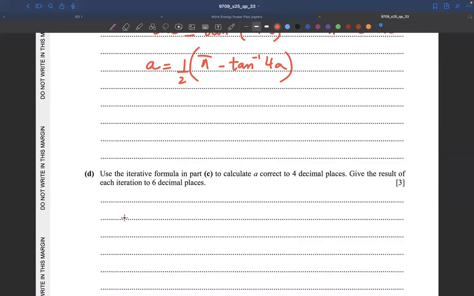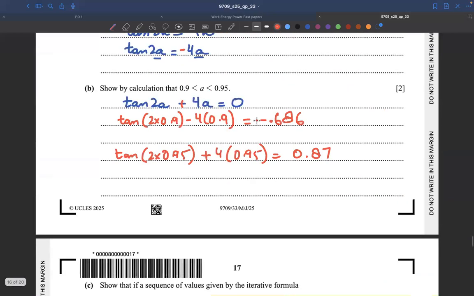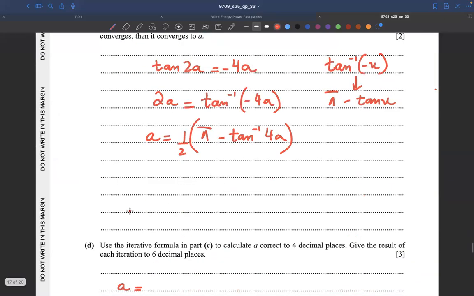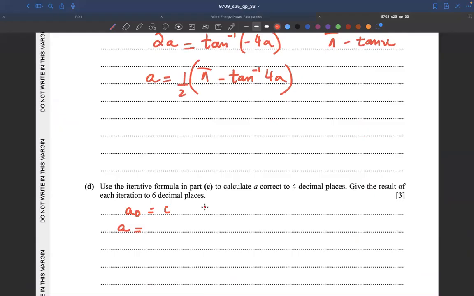And in part D, it says use the iterative formula to calculate a correct to 4 decimal places. Now, this part is the simplest one. We start off with the initial value, and we can take the initial value between 0.9 and 0.95. So let's take the initial value of a as 0.925. So we'll get 1 upon 2 into pi minus tan inverse of 4 into 0.925, and then we'll keep on substituting until we get a constant answer.